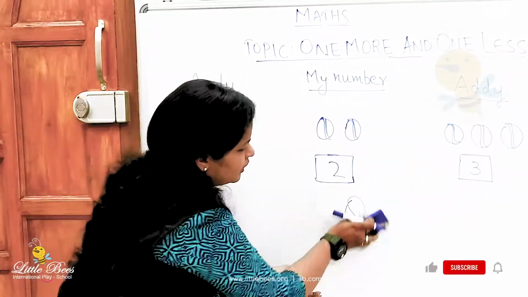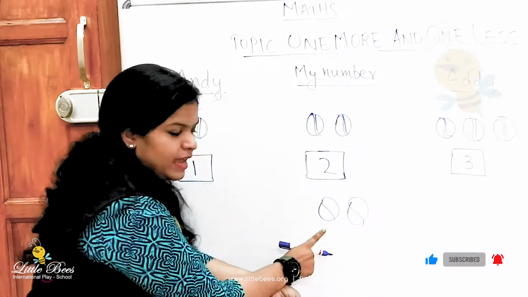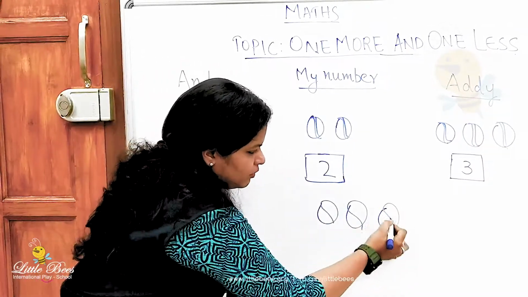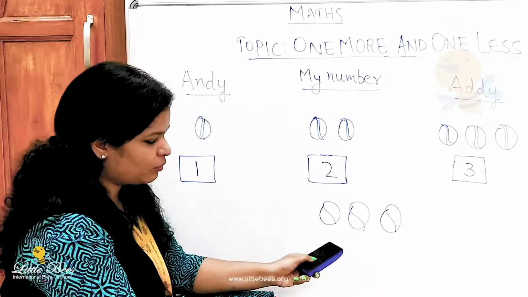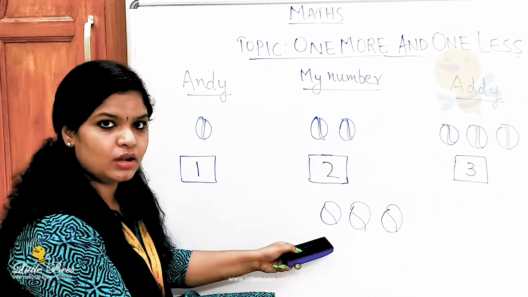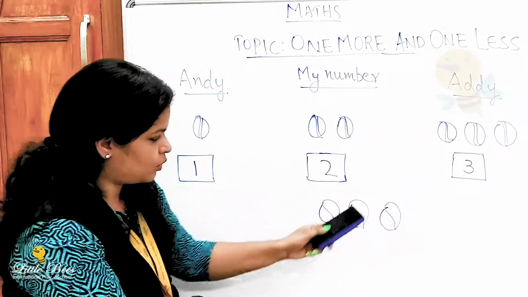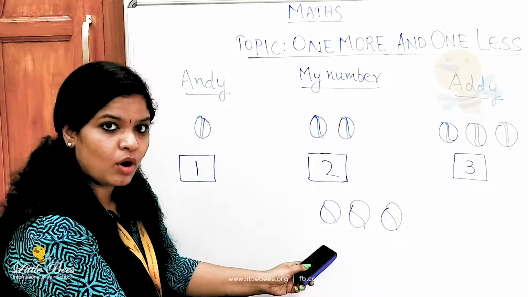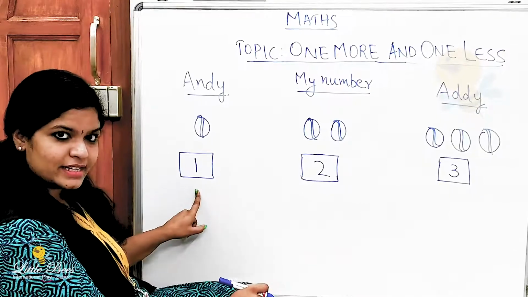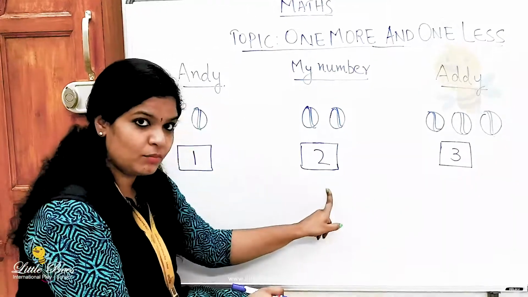So now, again for this count, we will draw two balls. This is my count. I have two balls. If I add one more ball to my count, how many balls are there? One, two, three. Three balls. So who's having three balls? Addy has three balls. So Addy is having one ball more than me. Okay? So one is one less than two, and three is one more than two.